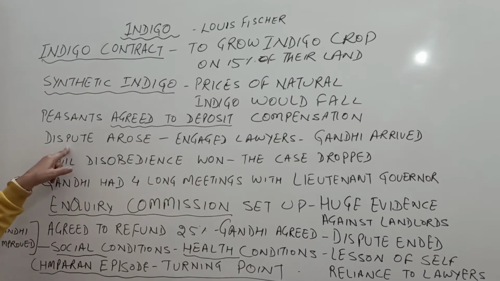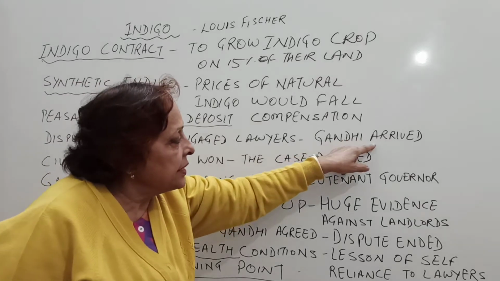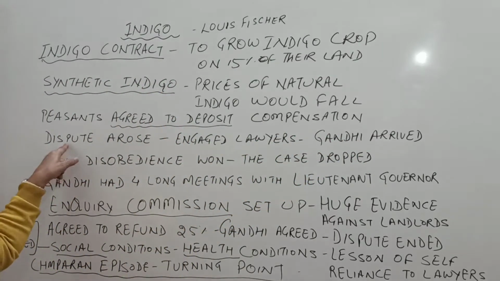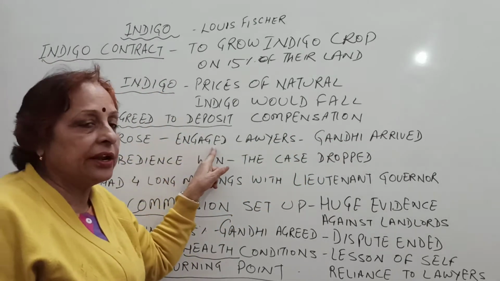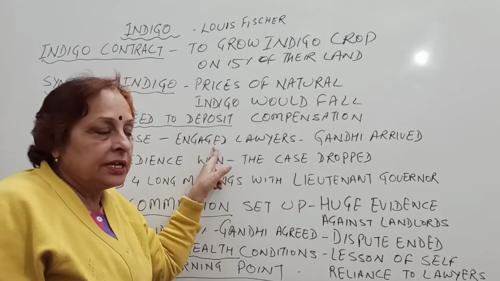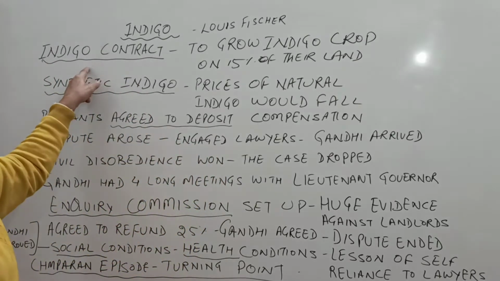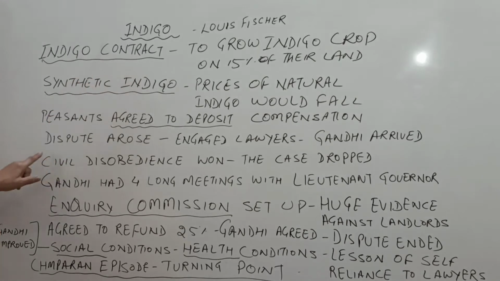Now, when did Gandhi arrive in Champaran? He arrived when the dispute between the sharecroppers and the British landlords arose related to the indigo contract.